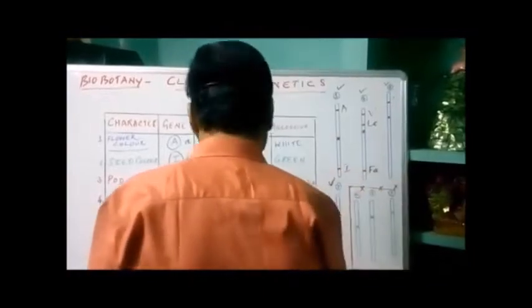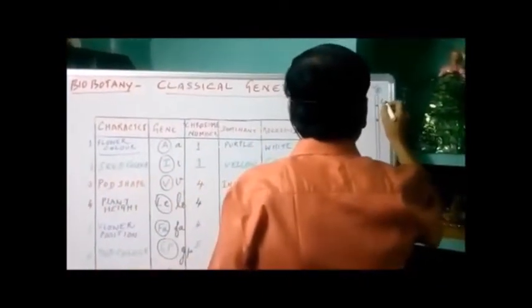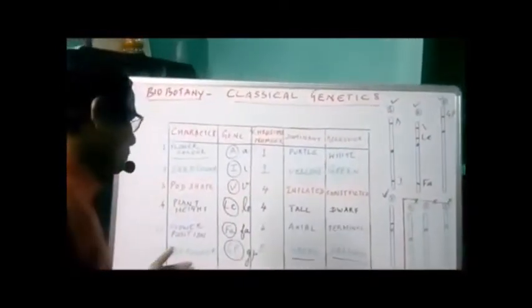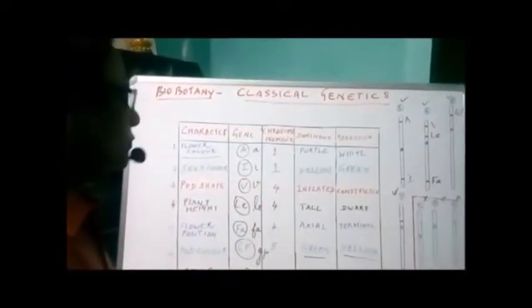Now this is the GP gene, the gene for pod color, green pod. So G for green pod. So green pod is dominant over the yellow form.